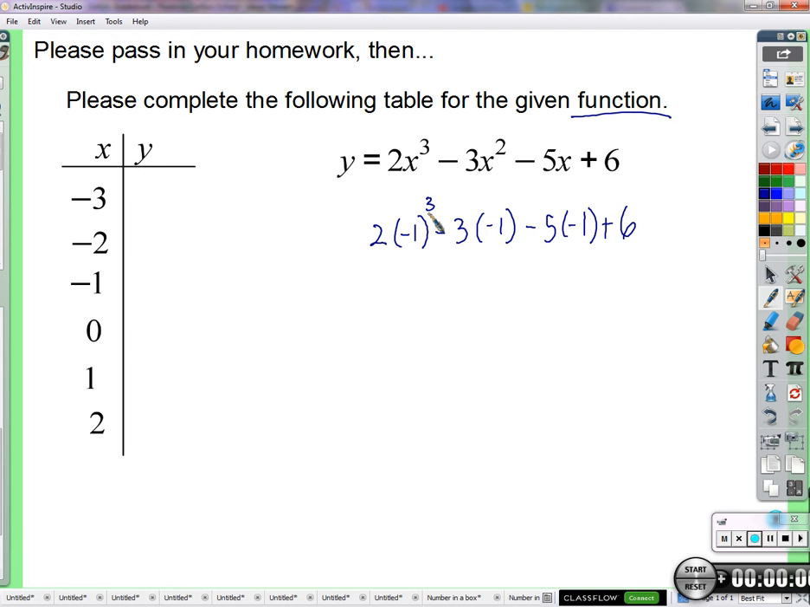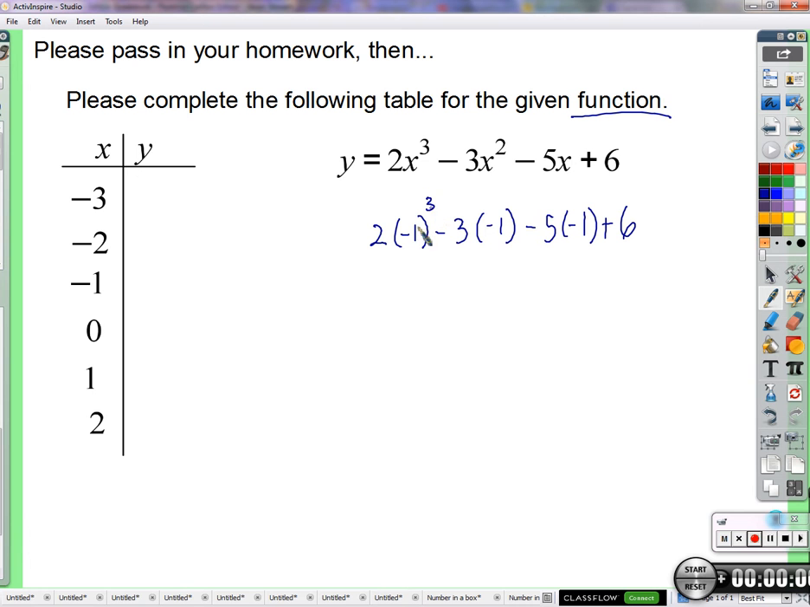So we have negative 1 cubed, then we multiply by 2. The order of operations is agreed upon. We're all agreeing to use PEMDAS, right? So we're going to do exponents before we do multiplication. And when we look at this, we're not going to multiply 2 times negative 1 and then take that to the third, because that would be multiplication before exponents. So we do the exponent first.